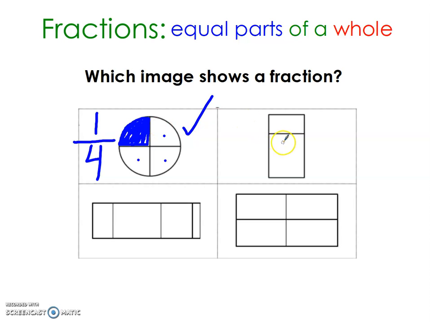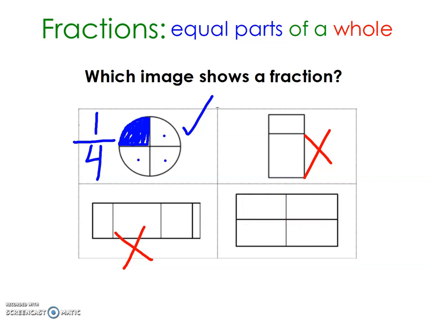Now, if I come over here, is this section the same as this part down here? Are they equal in size? No, they're not equal in size. So that is not a fraction, okay, because these are not the same. Same thing if you go down here and you look at this one. Are these the same size? Are they equal parts? No, this one's not either.